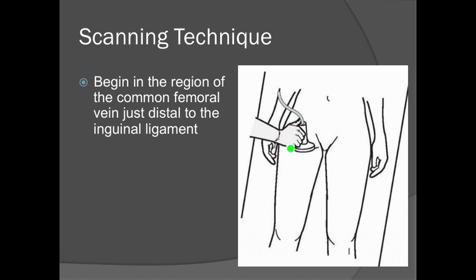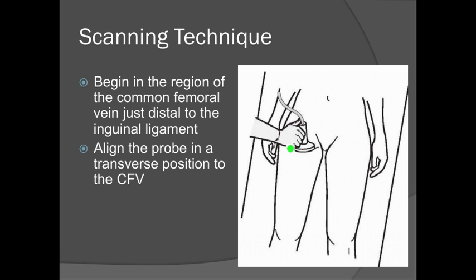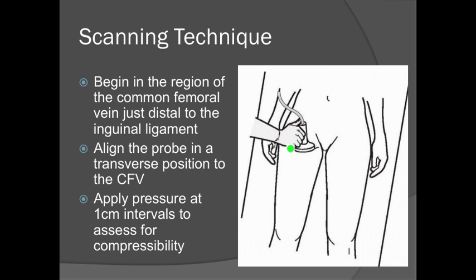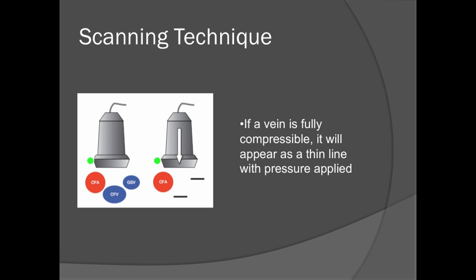We're going to line the probe in a transverse position to that common femoral vein, and you're going to apply pressure at 1 centimeter intervals to assess for the compressibility that you're looking for on the ultrasound image. So here is a cartoon of what that compressibility might look like.